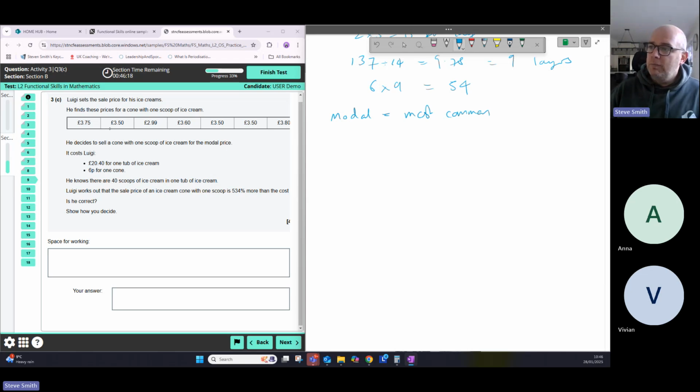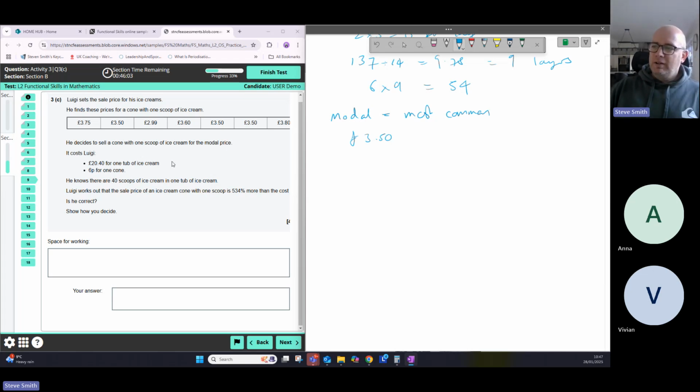Let's look at the most common: 350, 360, 350, 350. So we know that the modal price is £3.50. That's that top part done for 1 mark. And I know, oh yeah, that's really easy.